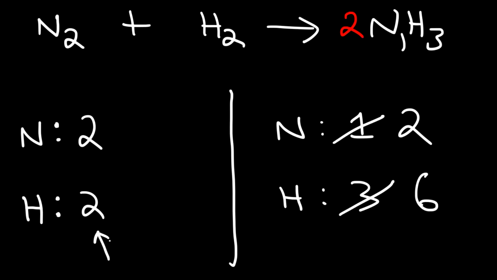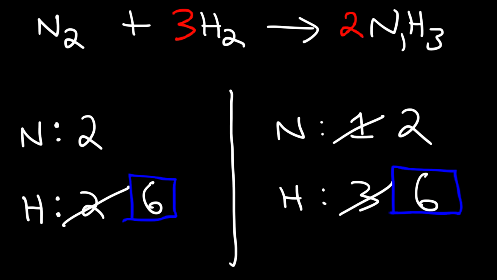Now, these two are not equal. So how do we make them equal? In order to change the 2 into a 6, we need to multiply 2 by 3, because 6 divided by 2 is 3. So let's put a 3 in front of H2. So now we have 6 hydrogen atoms on both sides of the equation. And at the same time, we have 2 nitrogen atoms on both sides. So now the equation is balanced.